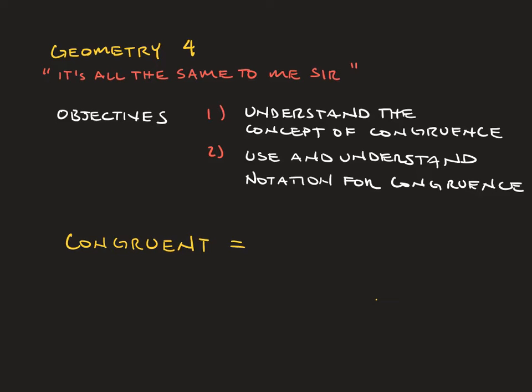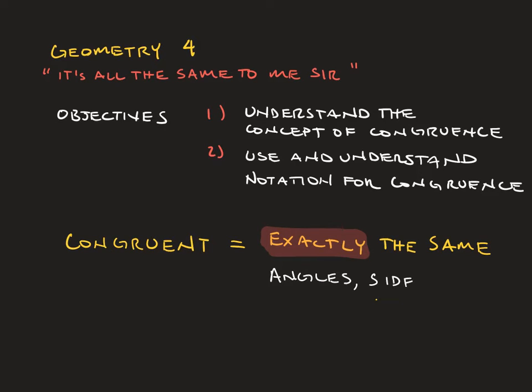Congruence, in its definition, is very similar to our understanding of equality, or something being equal. But in mathematics, it's used in geometry to describe something that is exactly the same. And in grade 8, 9 and 10, it's usually going to refer to angles that are exactly the same, and sides of shapes that are exactly the same.